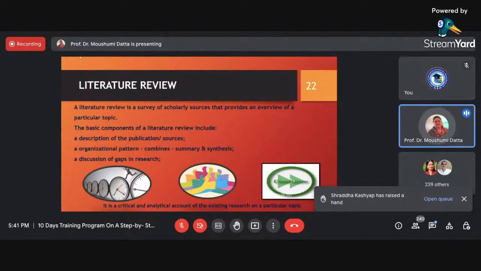So what is literature review? You are studying more about that particular topic. It gives you an overview of the particular topic. I have put 3 photographs there. Forget the writing part. These 3 photographs are very, very important in literature review.